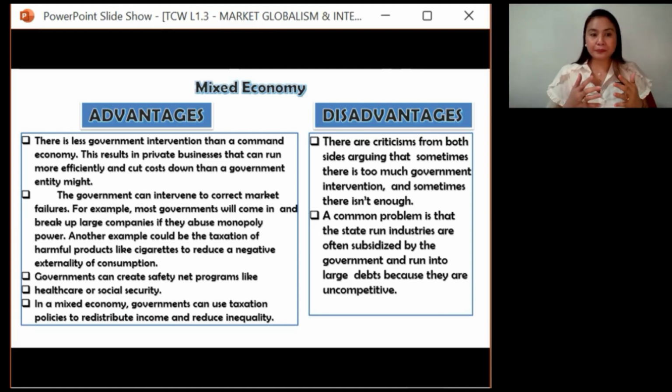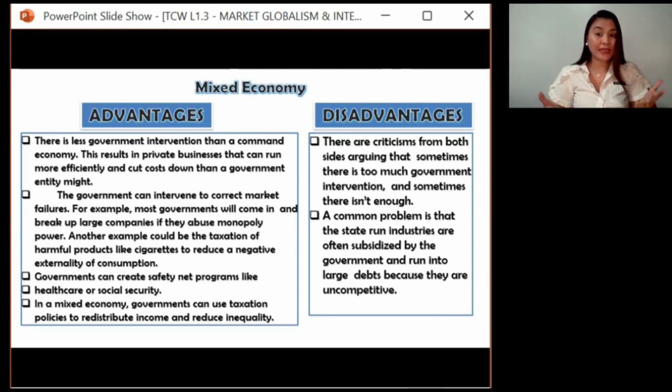Governments also can create safety net programs like healthcare or social security. And in a mixed economy, governments can use taxation policies to redistribute income and reduce inequality. But regardless of how many advantages there are, there will always be disadvantages. And these are the following. There are criticisms from both sides, arguing that sometimes there is too much government intervention and sometimes there isn't enough. A common problem is that state-run industries are often subsidized by the government and run into large-scale debts because they are uncompetitive, or because of corruption.